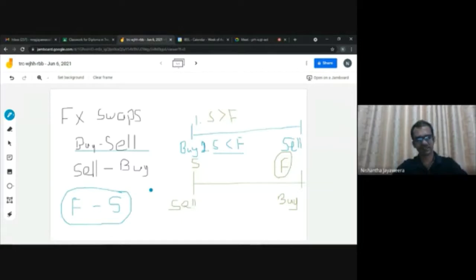We are going to discuss more types of swaps today. We can say FX swaps are one special case of the swaps that we are going to discuss today. We are going to discuss swaps more generally.